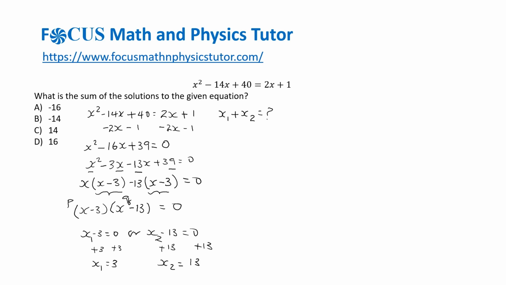So now we know the two solutions. We know x1 and we know x2. Therefore, x1 is 3, x2 is 13. So the sum of these two solutions is 16. All right. So on the multiple choice, 16 is D. Therefore, the answer will be D.